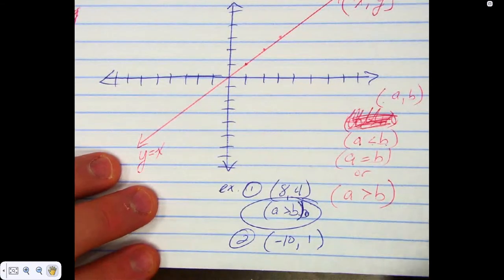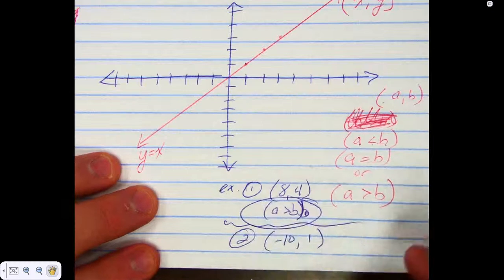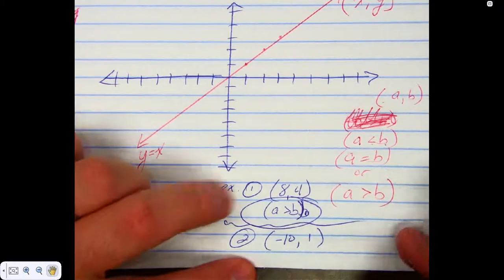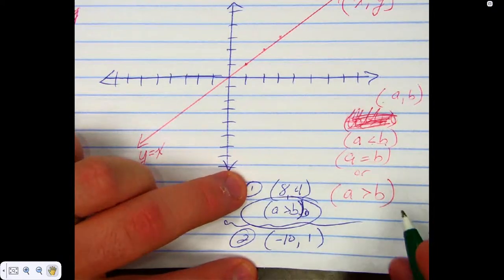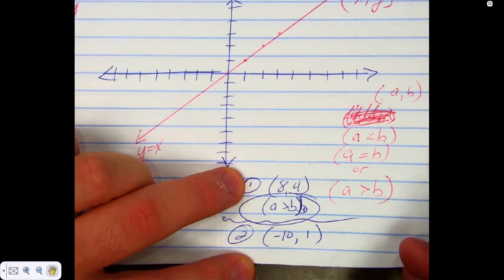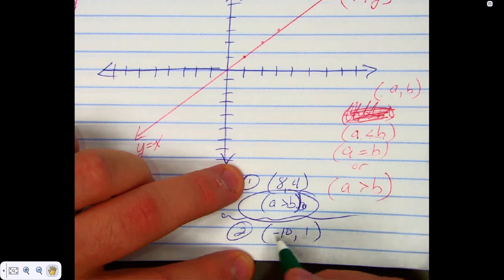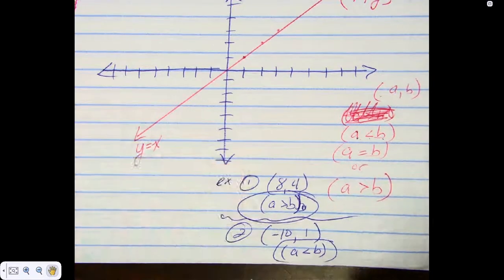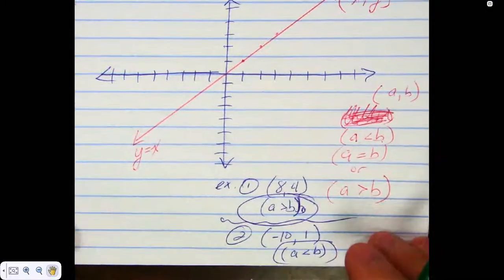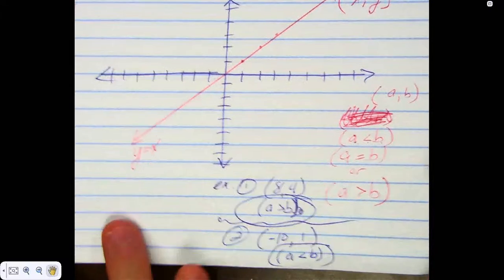Next one. Which one's true here? Is A less than B? Think. Yes, it is. Why? Because a negative 10 is a smaller number than a positive 1. So A is less than B is your answer. That's what's true. Make sense?